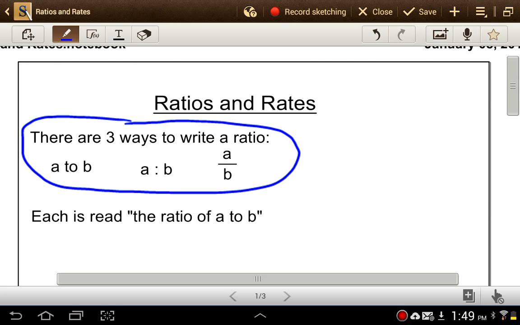There are three different ways you can write them. You can use the word to, you can use a colon, or you can write it as a fraction. So those are the three ways that you can write it. Okay? And any of them are fine. The most common one that we'll be using is a fraction, but you can write them in any form if it doesn't say, or you'll see them more in the different forms, which is really what the important part is. Okay? Moving on.